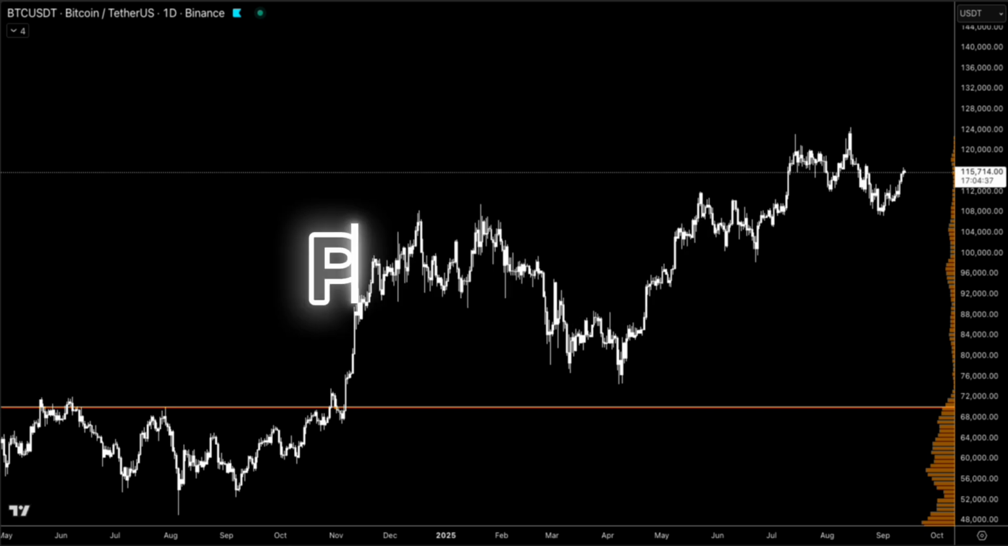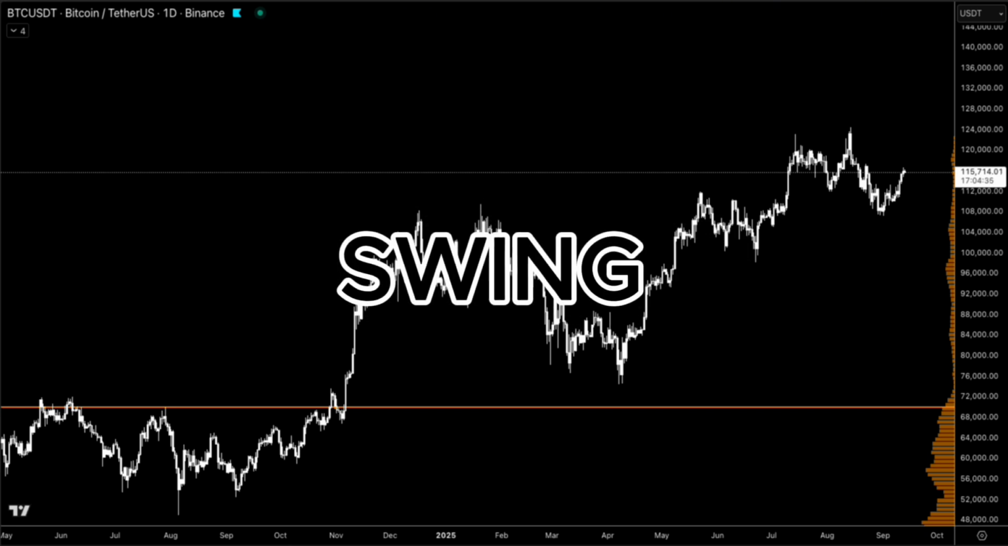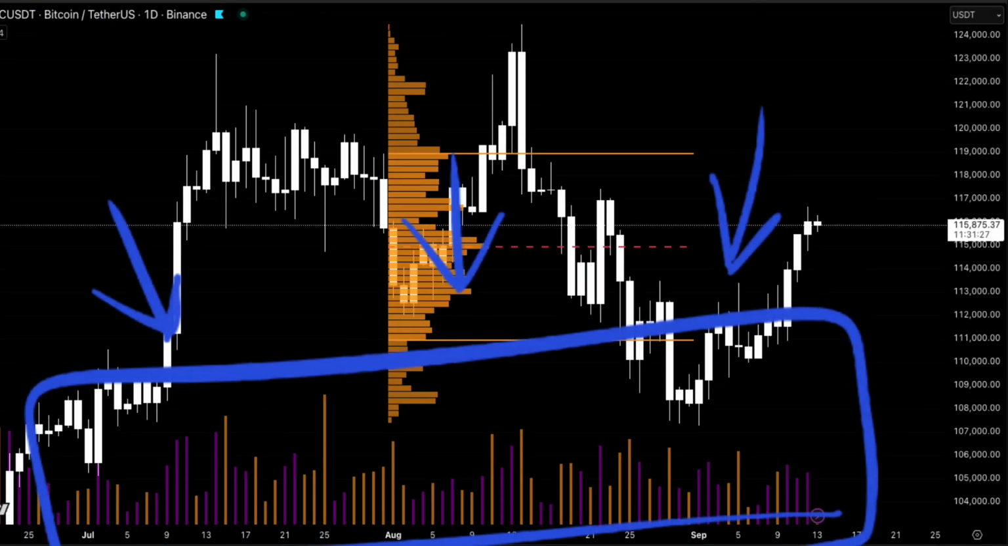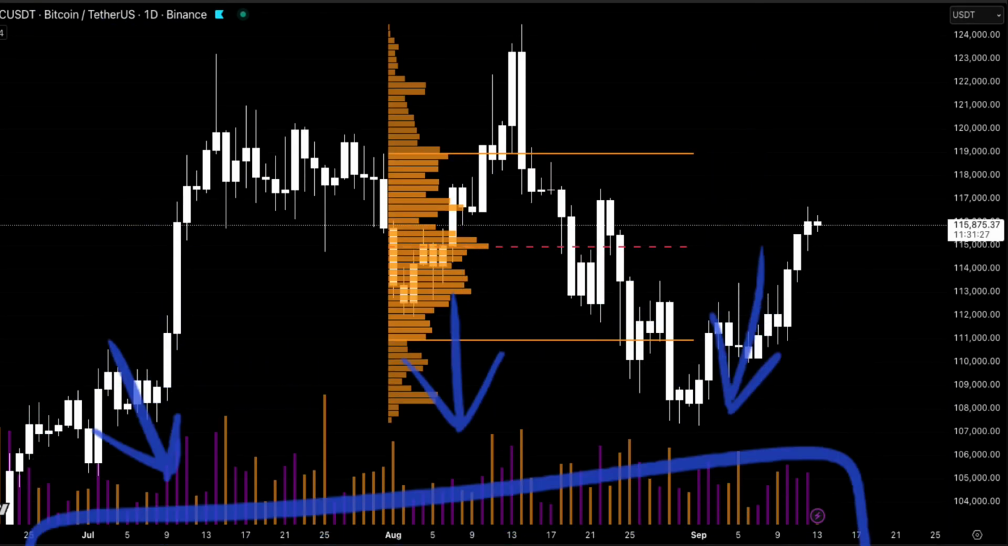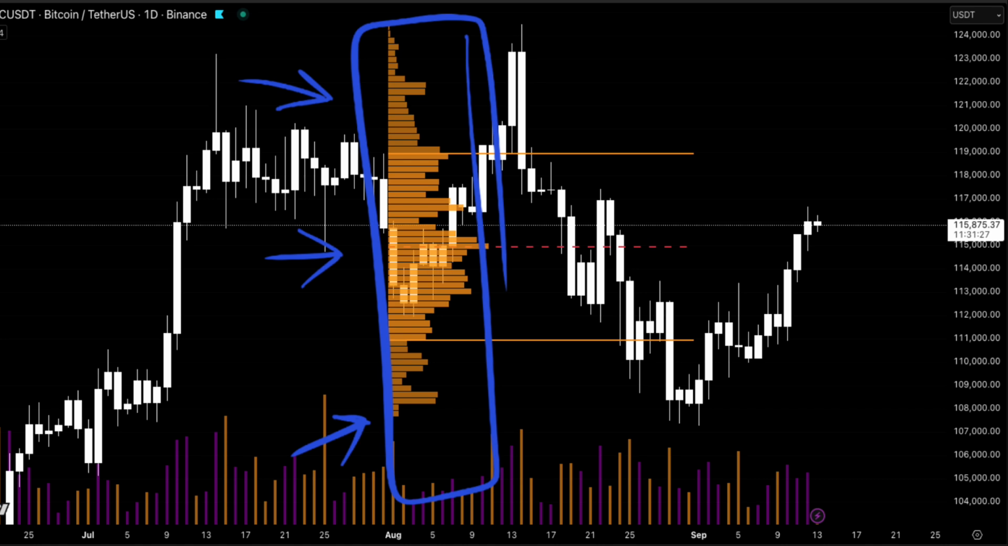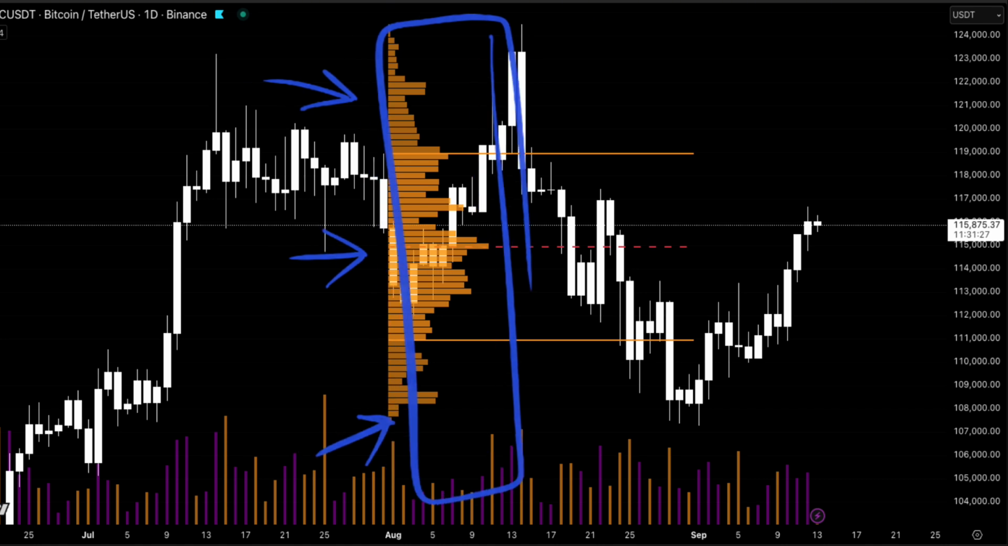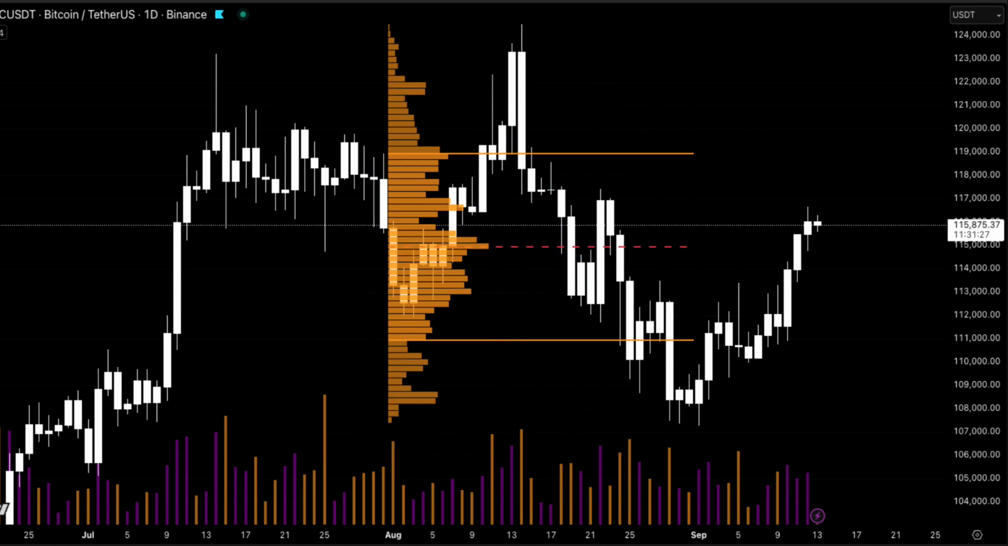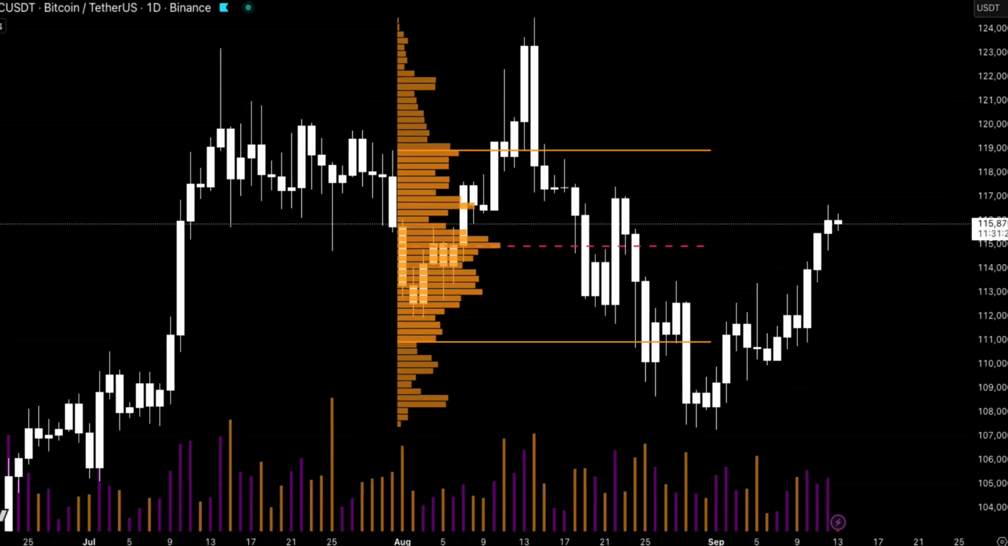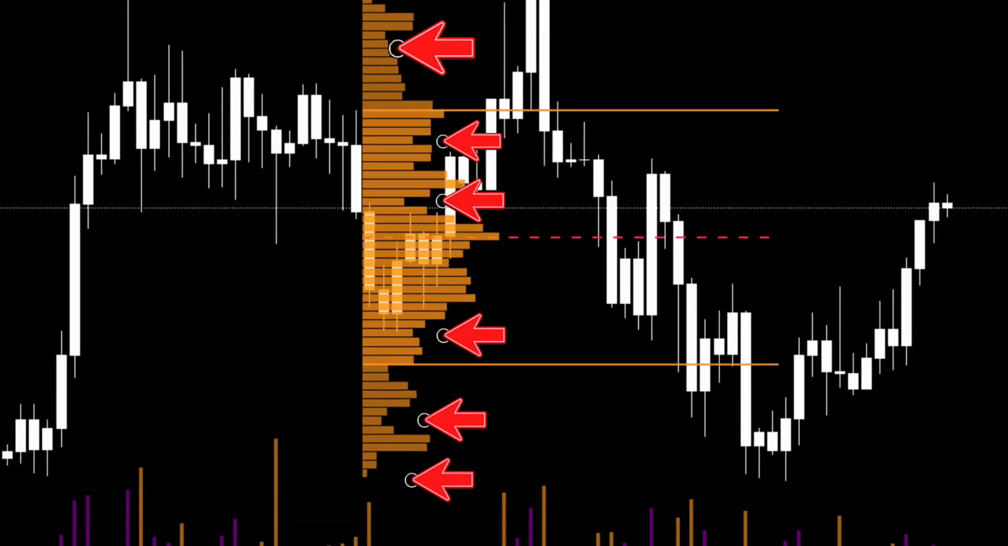Why volume profile matters for swing traders. Traditional volume shows activity by time. Volume profile shows activity by price, where buyers and sellers have actively built positions. For swing trading, this matters because high volume nodes, HVN, equal strong support and resistance, often where price consolidates. Low volume nodes, LVN, are weak zones where price moves quickly.